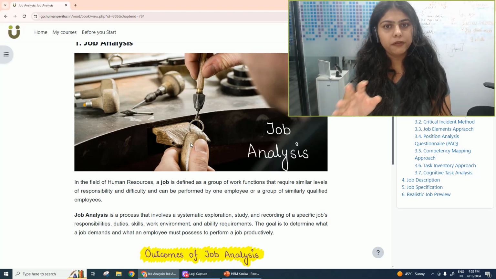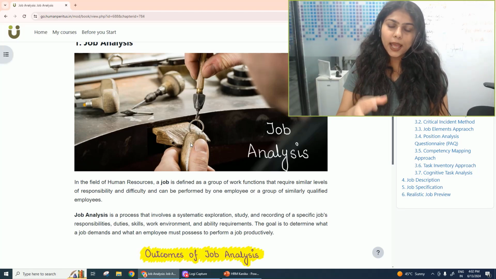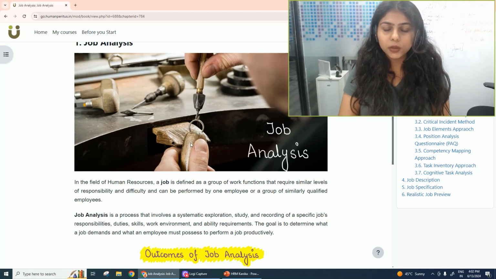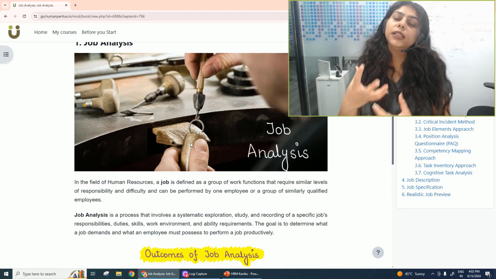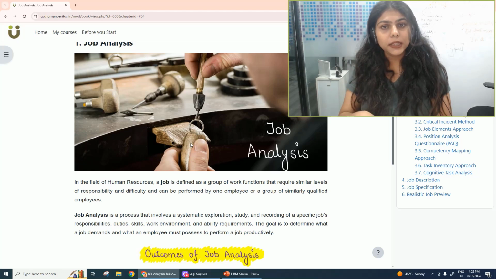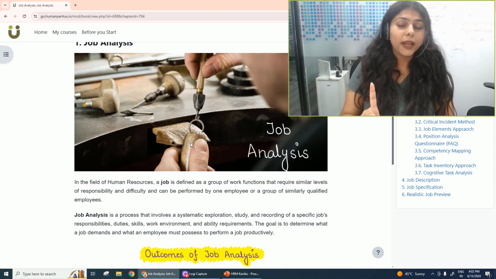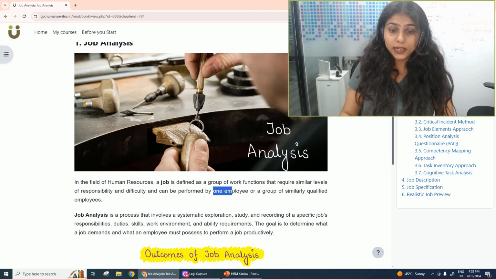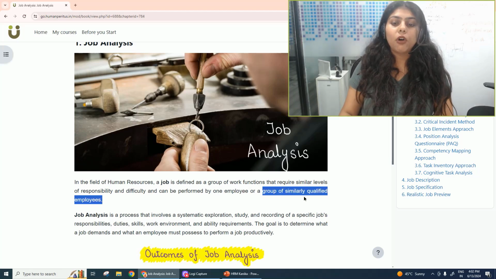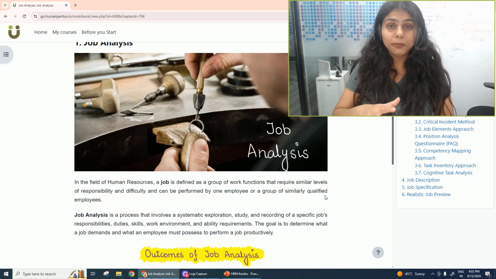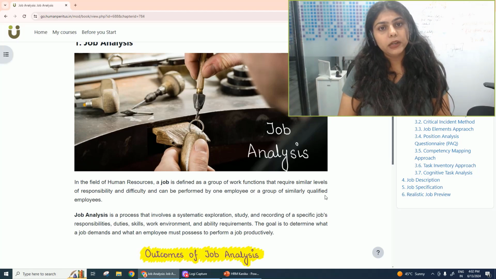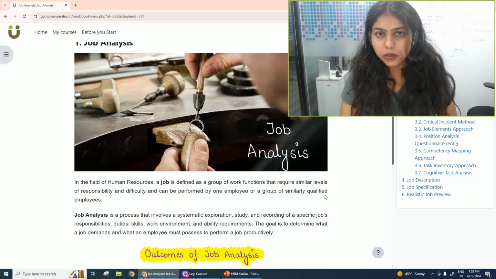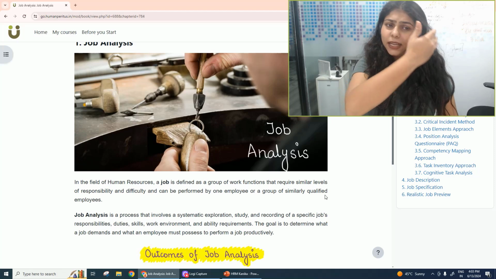Now, these work functions ideally weigh in similarly. So they have the same responsibility, and secondly, they have the same difficulty level. Now, this job can be performed by a single person, as written here, by one employee, or it can be performed by a group of similarly qualified employees. So the people doing this job should be qualified in a manner that their qualifications are very similar to each other.